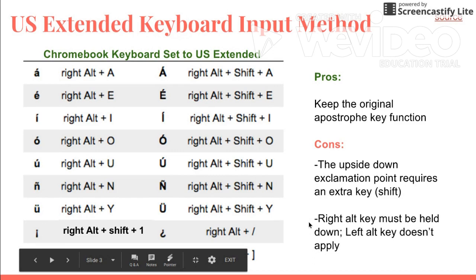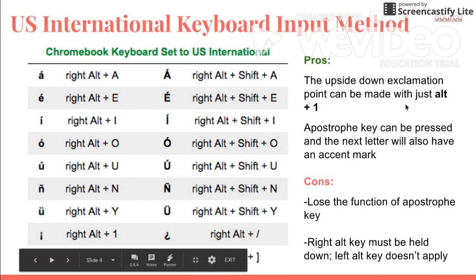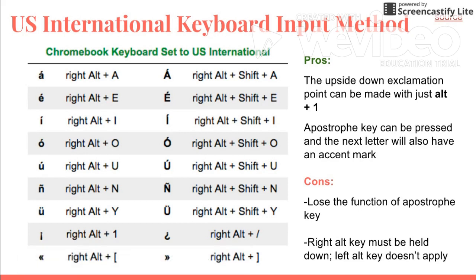Remember, you have to hold that right Alt key down. All right, if you decide to use the US International Keyboard input method, one of the pros is that you don't have to use the Alt Shift 1 button. You can just do the right Alt 1 button and it'll automatically generate that. However, you lose the functionality of your apostrophe key. I haven't seen any other losses in functions, but that one's one that I noticed.